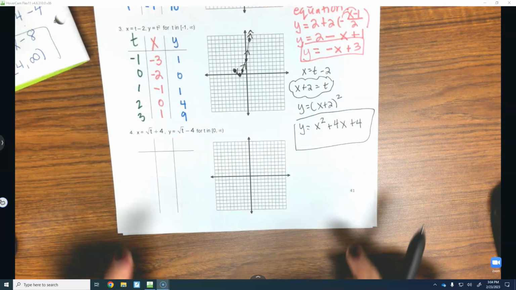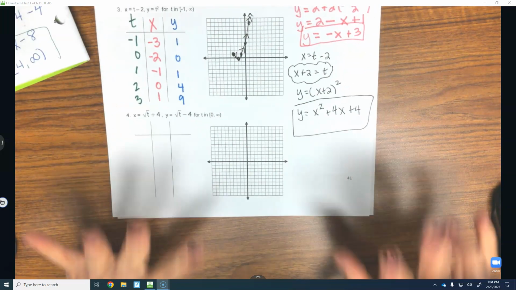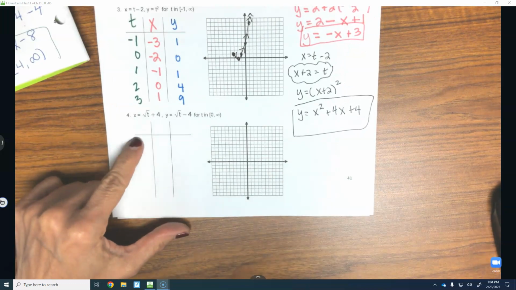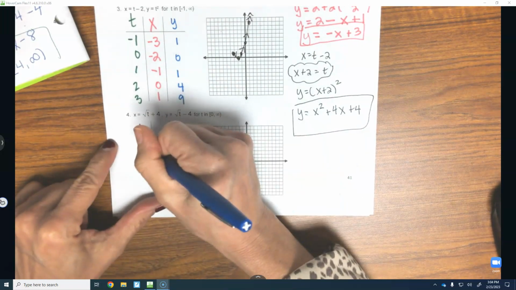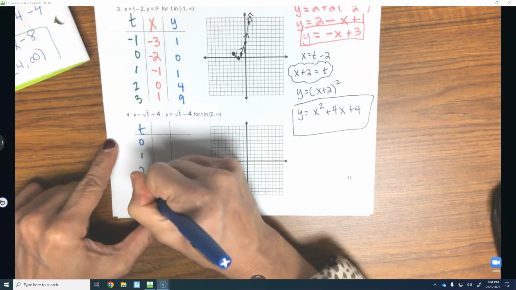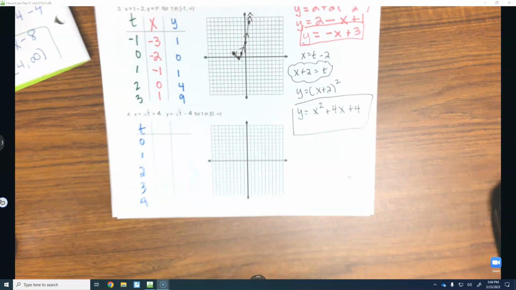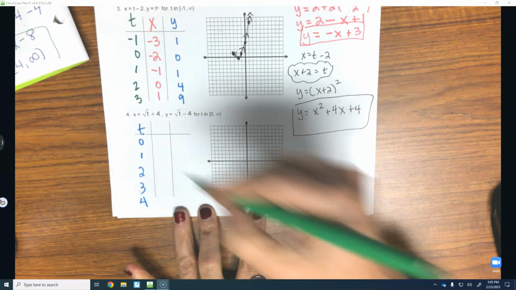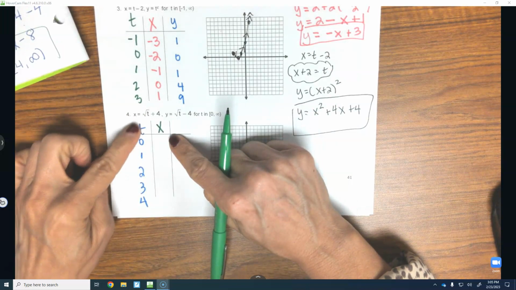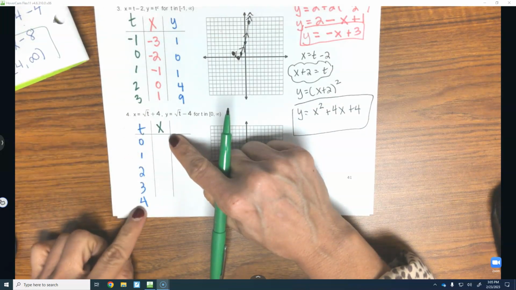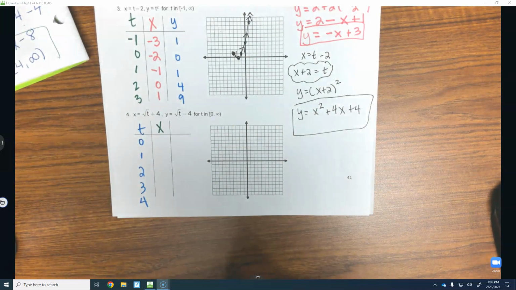All right, let's go ahead and take a look at number 4. This is going to wrap up our notes here. So again, I'm going to have a t column. This time we're going to start at 0. Looks like I'm stopping at 4 because I ran out of room. My x column is going to be the square root. Oh, these are square roots. Oops, I went way too fast.